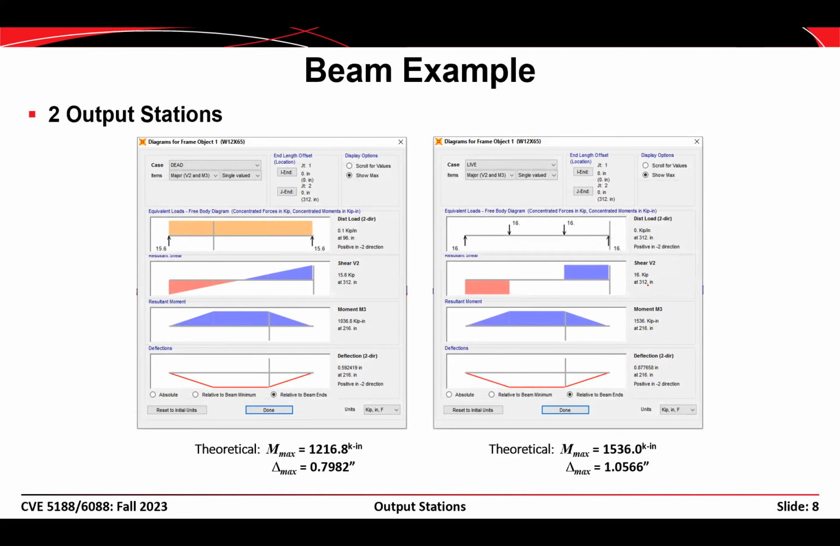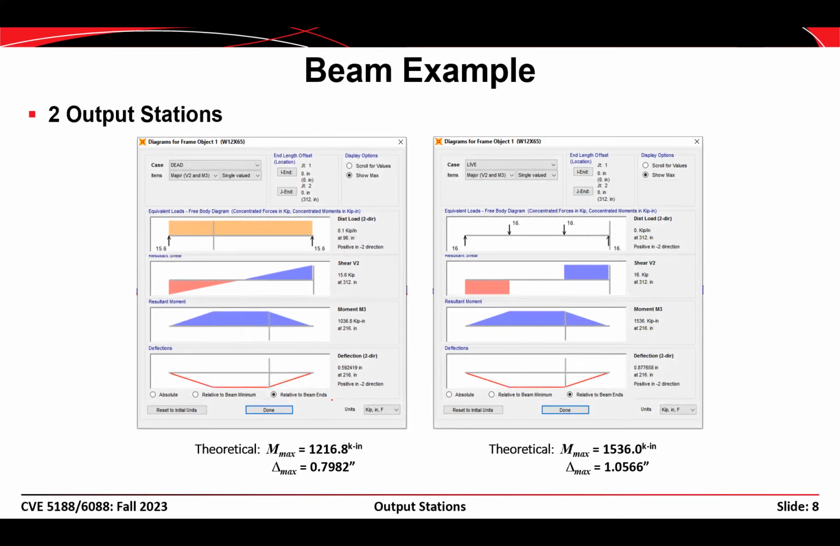So it's not a terrible approximation. What happens if we go in and use 3? Well, right now it's using output stations calculated there, there, and there. And so, it's not terrible. Now, in this case, we actually have an output station where the bending moment is maximum, right? The bending moment is maximum at the mid-span. We have an output station there. So the bending moment that SAP reports is right on with what we would expect.